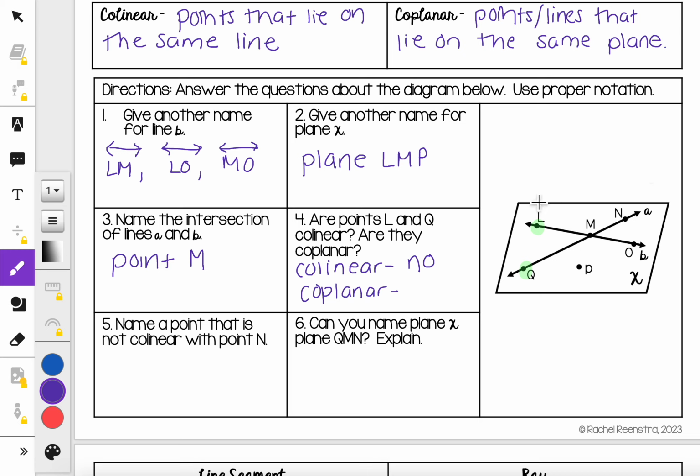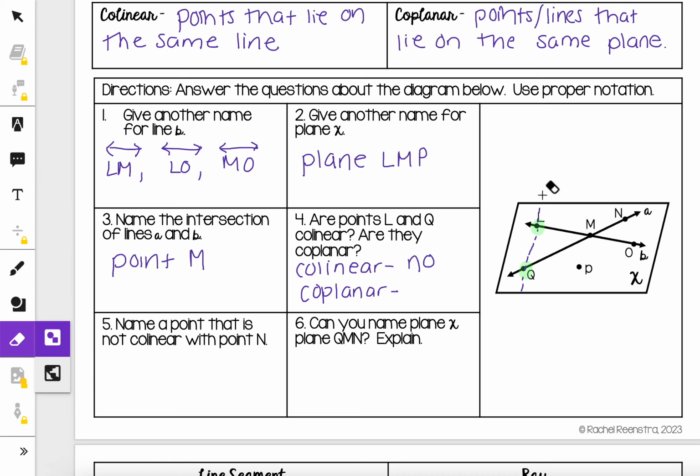Technically, there is a line that goes through those 2 points, but when we're answering questions about diagrams, we don't really focus on that because, like we said, there's an infinite number of lines on this plane anyway. We're really focusing on the ones that are drawn. So we're going to say no, they are not on the same line. Are they on the same plane though? Yes. All right, they are both on plane X, so we would say those 2 points are coplanar.